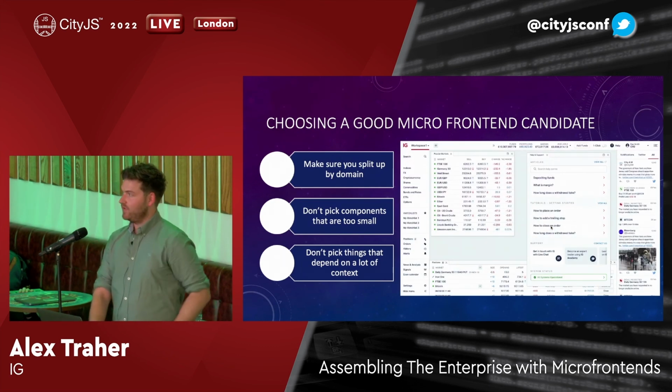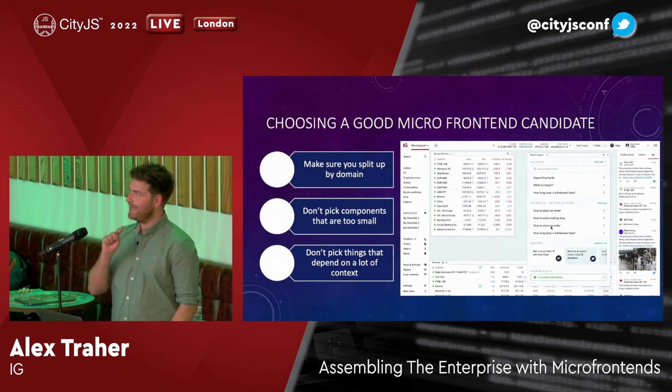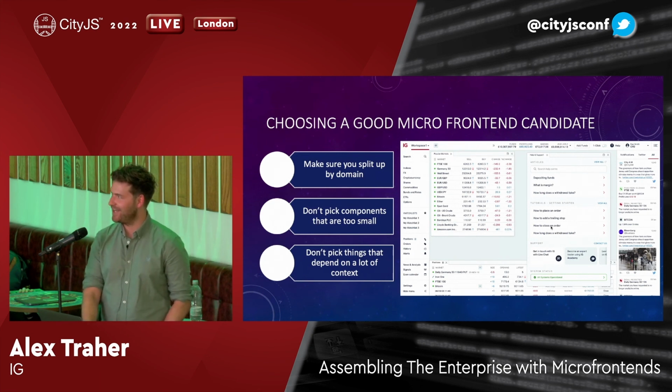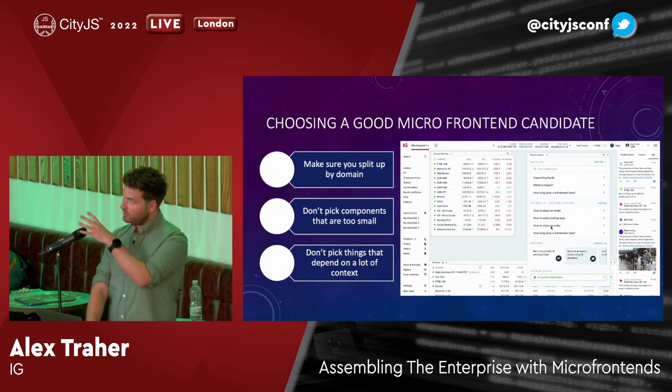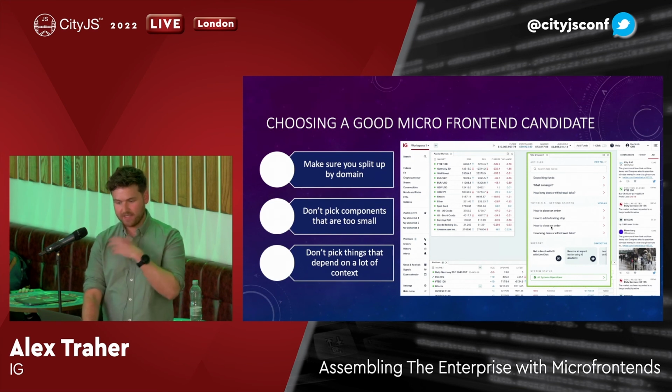So jumping back to IG's web trading platform, I want to just square a few places that are good and a few places that are bad micro front ends. So this help and support panel, this is a good micro front end. It's the sort of thing that represents a specific user journey, a domain. It can load its own data. It's not too small, and it doesn't depend on an awful lot of contextual information.